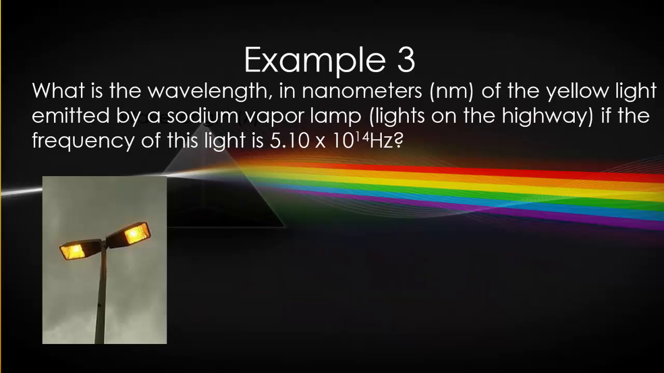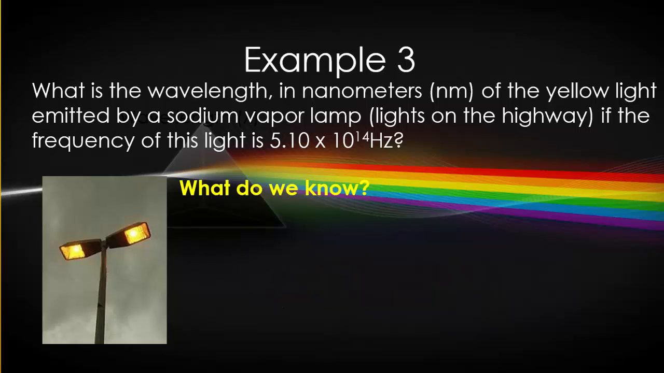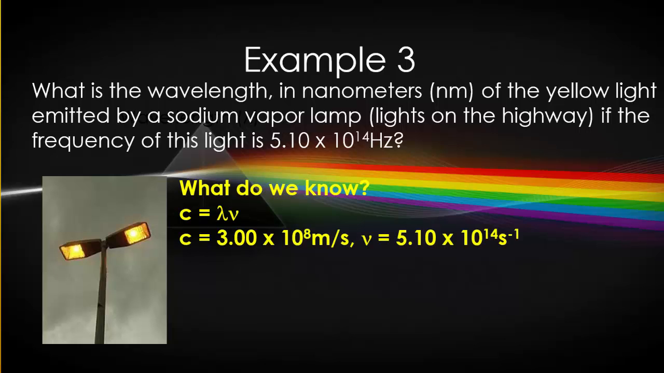The final example, what's the wavelength in nanometers of the yellow light that a sodium vapor lamp, those lamps you see on the highway, emits if the frequency of this light is 5.10 times 10 to the 14th hertz? Go. The correct answer is 588 nanometers. How did we get this? Well, once again, what do we know? We know the basic equation, and we know the value of c. We know the frequency. We don't know the wavelength.